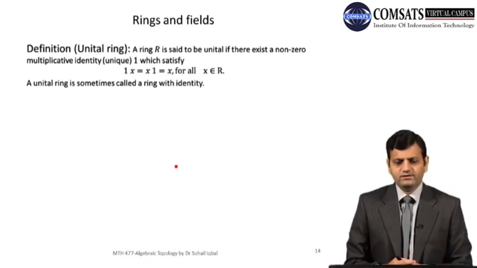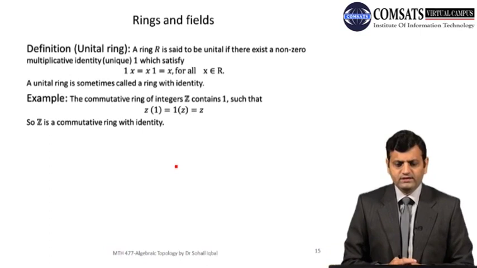Unital ring. So a ring R is said to be unital if there exists a non-zero multiplicative identity which satisfies this. So once again, in a ring, we require that there are two binary operations. So under one operation, it is an abelian group. Okay, so we are calling that operation addition. So under that binary operation, R has identity, so we can call it additive identity. But R under multiplication is not required to have a multiplicative identity. So whenever this extra condition is satisfied, then we say that our ring is a unital ring or ring with identity. Okay.